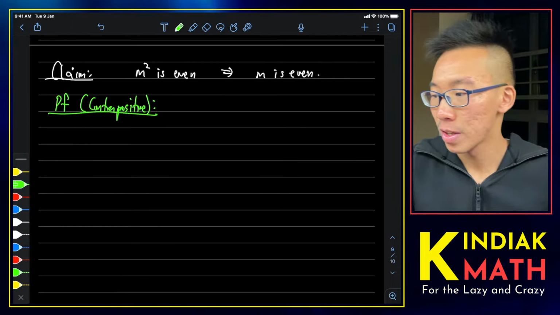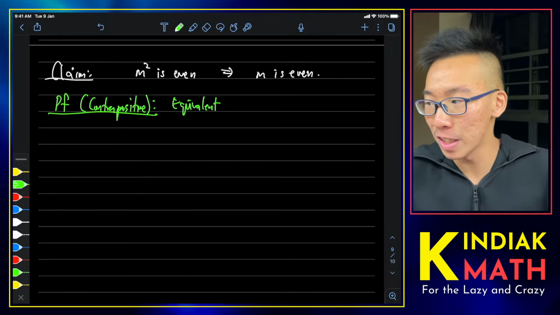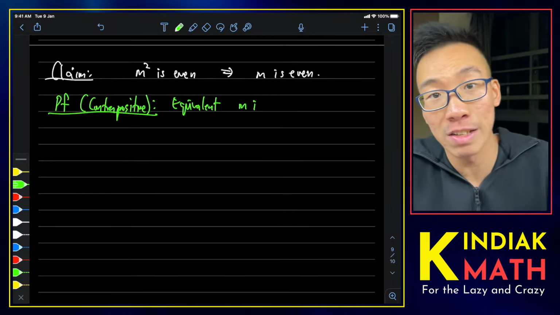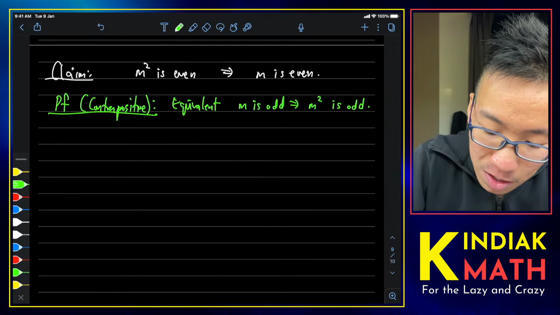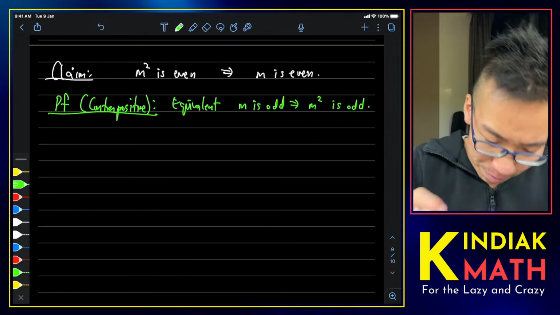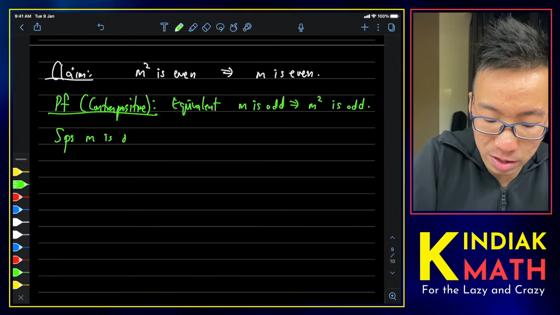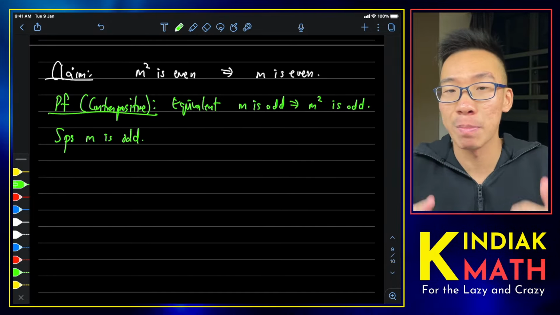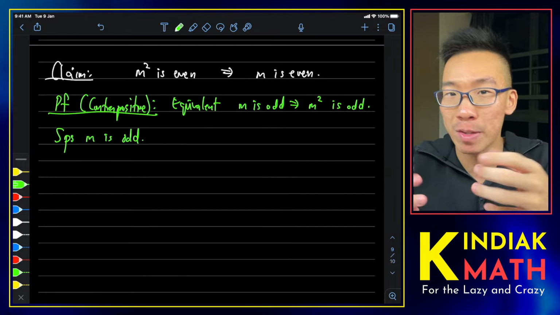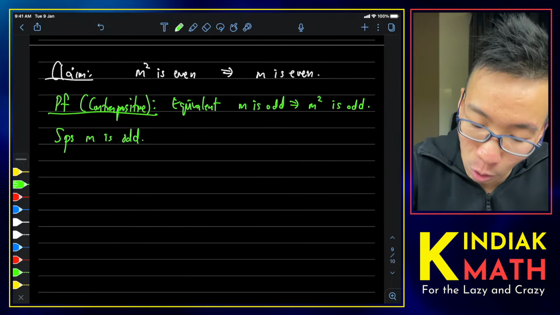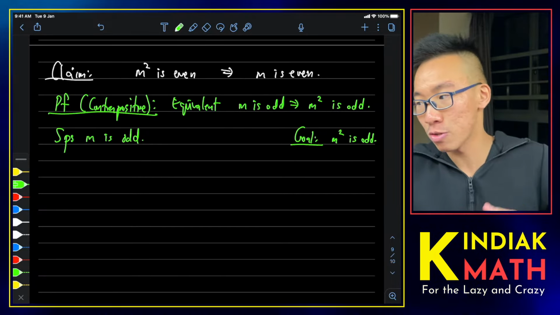And what do we want to show? This statement by contrapositivity is equivalent to saying that if m is not even, which means m is odd, we obtain that m squared is odd. How do we go about this kind of goal? We will suppose m is odd and we do not make any other supposition. Now this is key because later you're going to see it's going to be slightly different for contradiction. Contradiction gives you more weapons, but you pay a price for that. What's the goal? The goal is to get m squared being odd. Okay, so let's try to work that out.